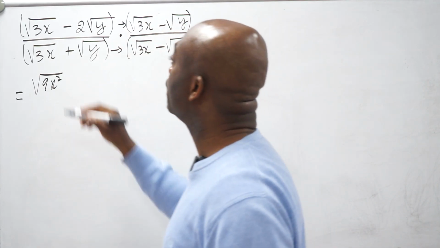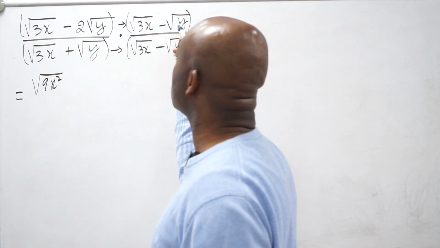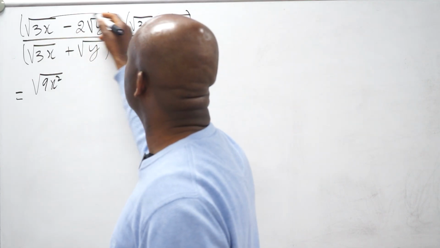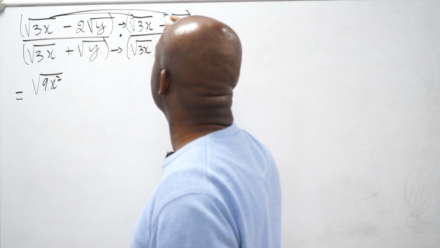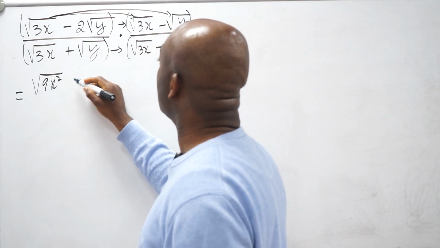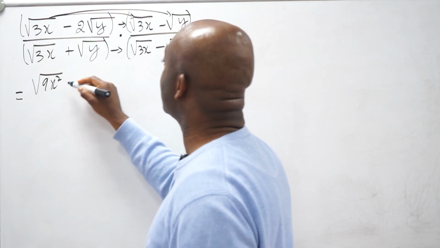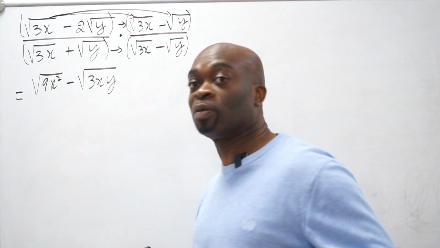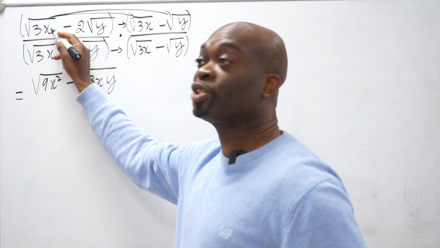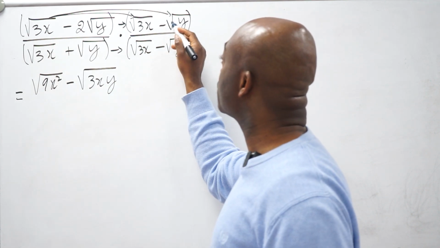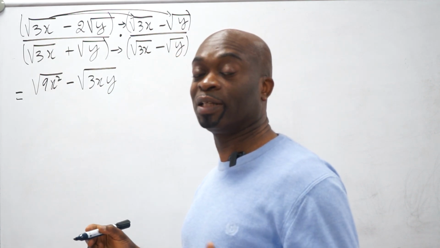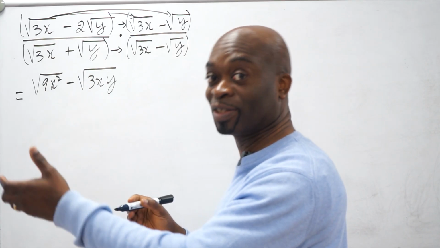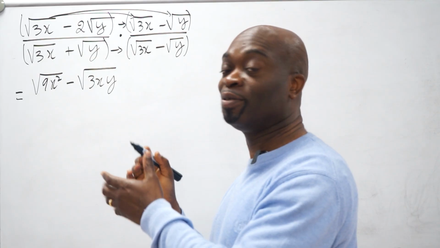Are we good? Then the same one here now will be multiplied by negative square root of y. Okay? So we're using FOIL method. You guys remember FOIL method, right? So then what would that give us? So positive times negative is negative. So that would give us what? 3xy. So we multiply expressions under the radical with expressions under the radical. That's basically it. And the expressions outside the radical with the ones outside the radical also. That's how we put them together.